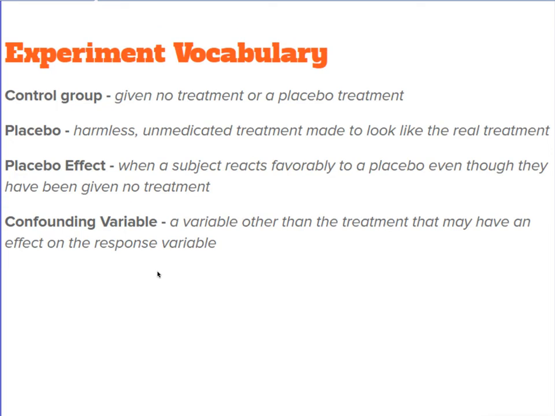Some other vocabulary that we need to know. A control group. A control group is either given no treatment at all or they're given a placebo treatment. So if we take the medicine example, maybe we give a control group nothing and just see how their disease responds. Or maybe we give them a placebo, which would be like a fake pill. It has no medicine in it, but it looks exactly like the one that everybody else is getting, just to see what happens.